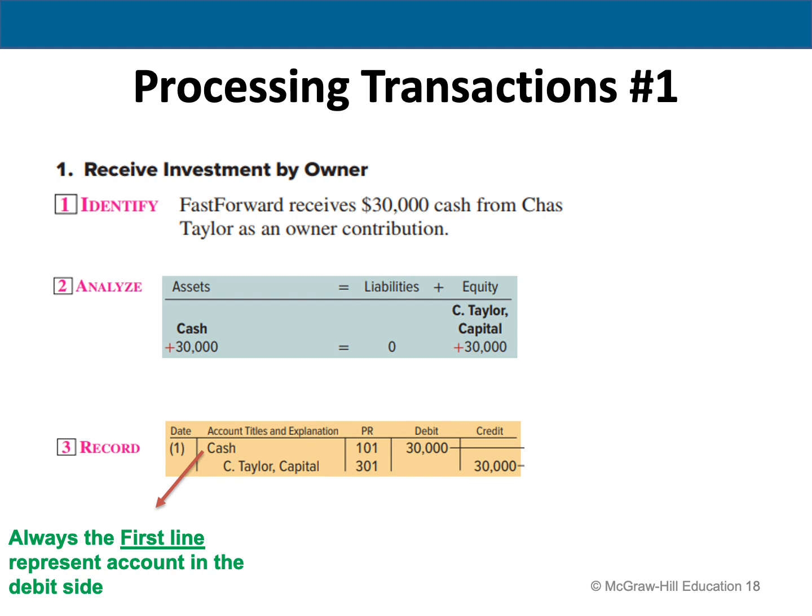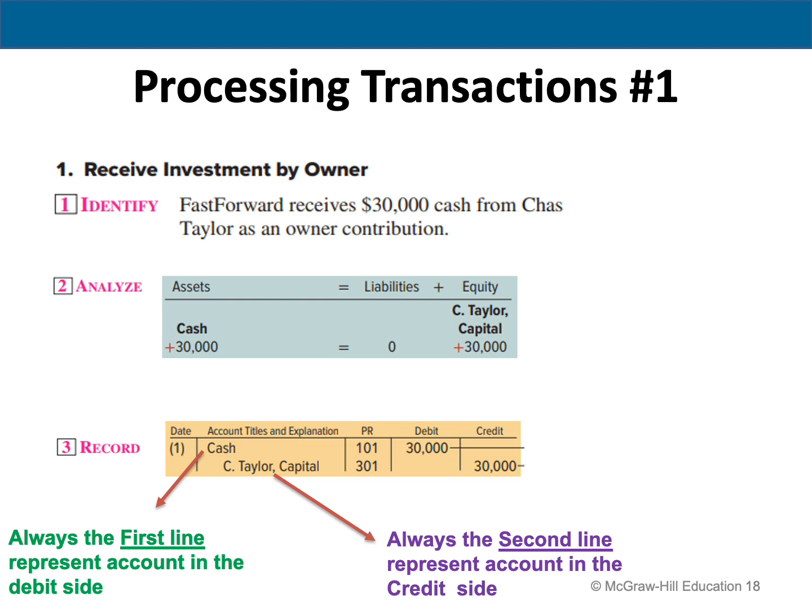So in our case, cash is increasing. And we know when the cash is increasing, it will increase on the debit side. That's why we start in the first line when we are recording the journal entry. We say cash and we record 30,000 on the debit side. The second line always represents the credit side. So that's why we put capital on the credit side, on the second line. Why? Because the capital is increasing and the capital normal balance is credit. So that's why we record capital 30,000.